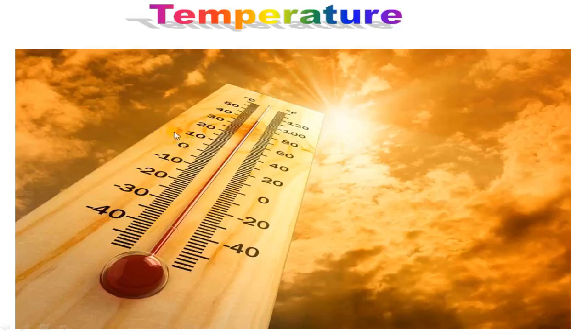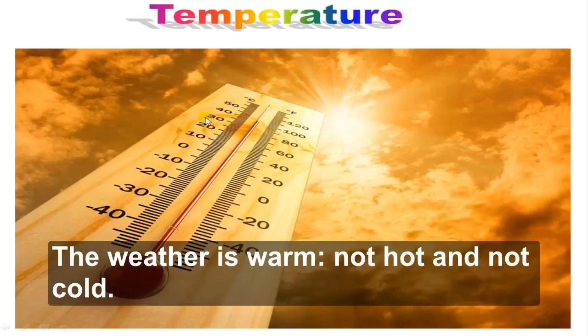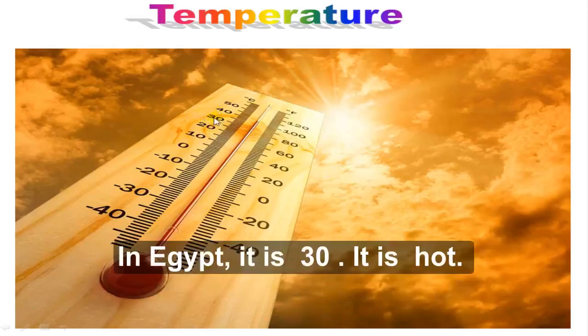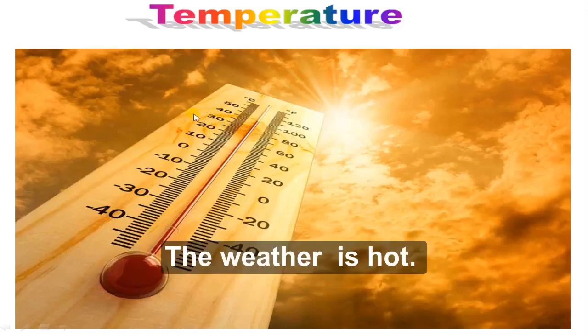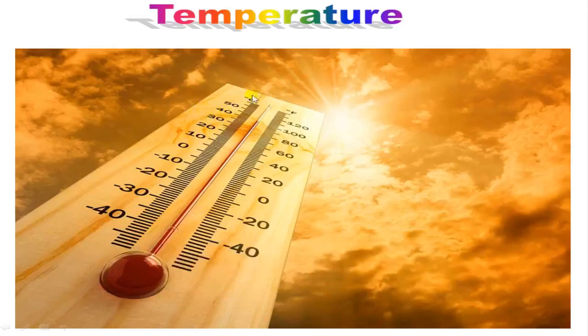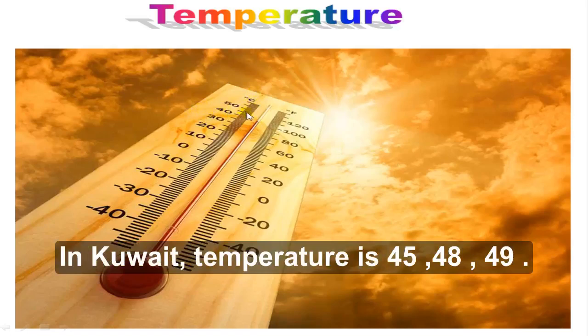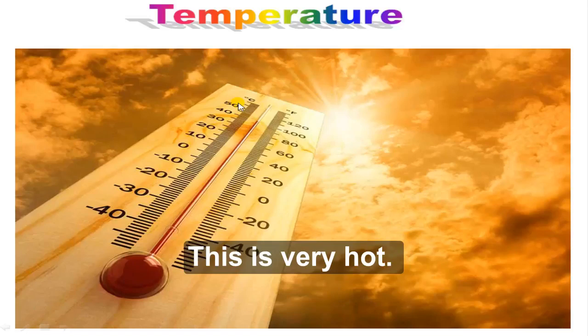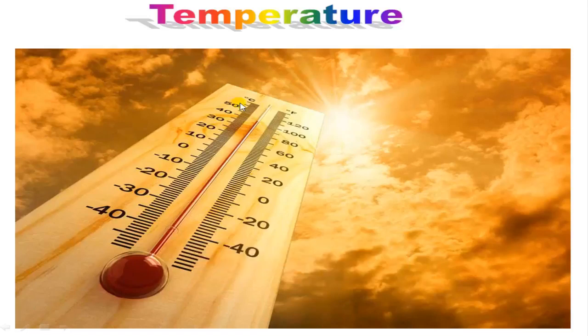Temperature 10. It's very cold. 7, 5, 8, it's very cold. 10, 15, it's cold. 15, 16, 17, until 20, 25, it's what? Warm. The weather is warm, not hot, not cold. In Egypt, it's 30. It's hot. In Kuwait, temperature 45, 48, 49. This is very hot.